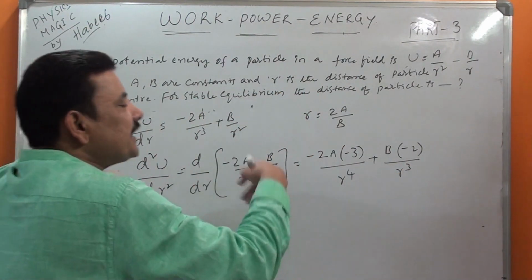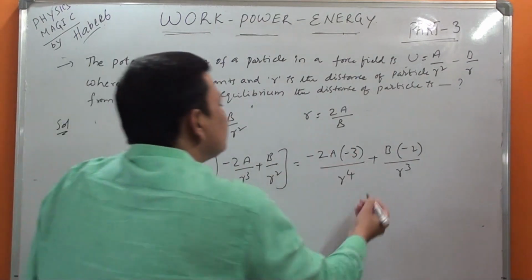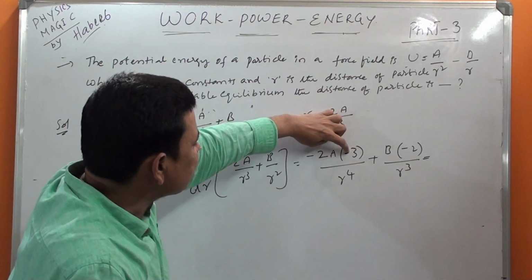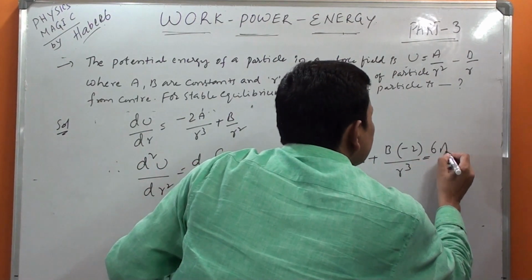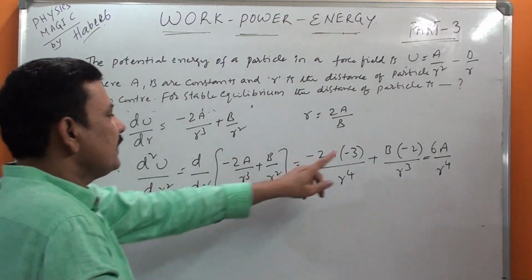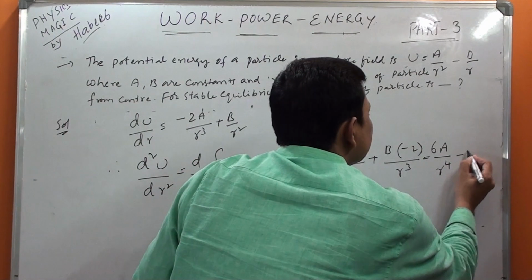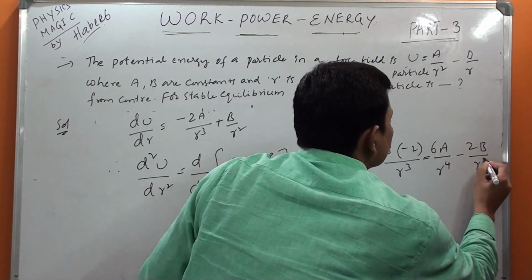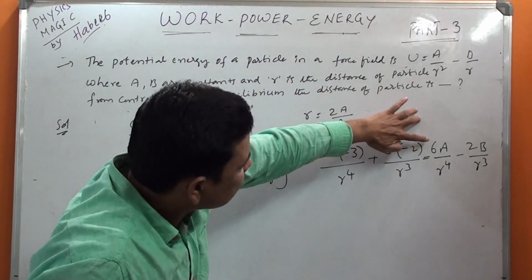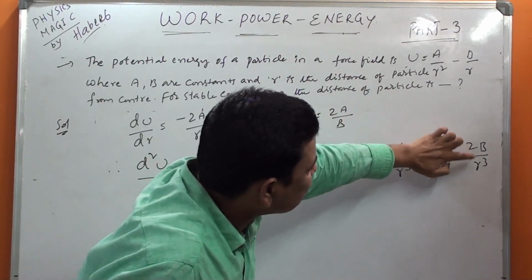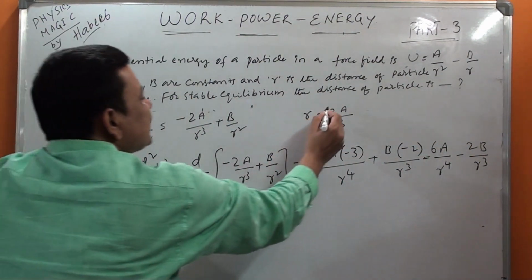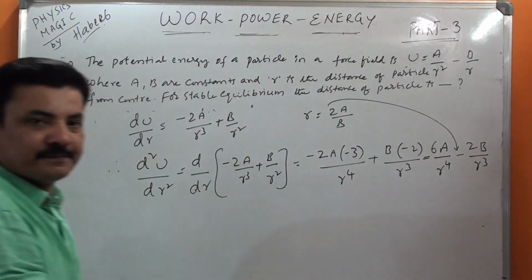Then we have to check whether it is positive or negative. How to find? Simple. Here only I am writing. Minus into minus, plus 6a by r power 4. Then plus into minus, minus 2b by r cube. So the second order differentiation we finally got as 6a by r power 4 minus 2b by r cube. Now let us check whether it is positive or negative. For that you have to substitute the r value here.